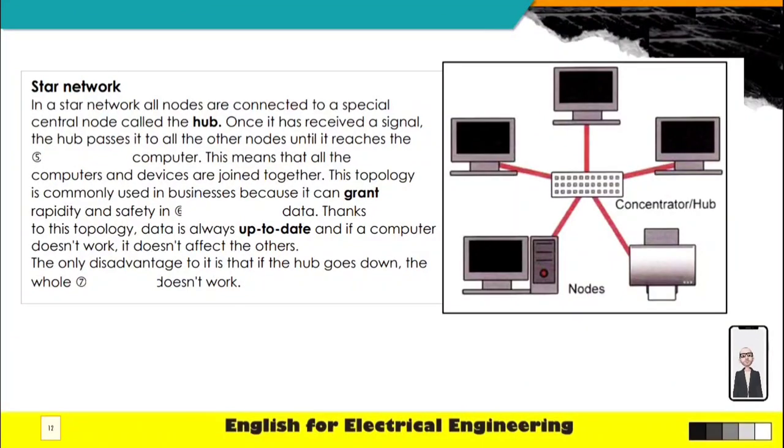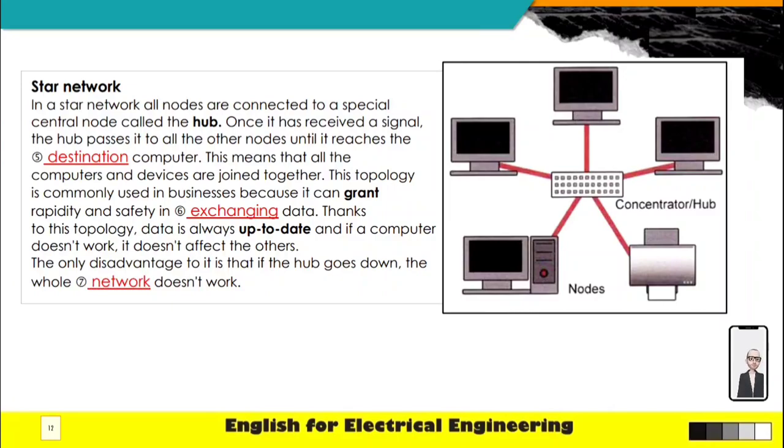Okay, star network. In a star network, all nodes are connected to a special central node called the hub. Once it has received a signal, the hub passes it to all the other nodes until it reaches the destination computer. This means that all the computers and devices are joined together. This type of topology is commonly used in businesses because it can grant rapidity and safety in exchanging data. Thanks to this topology, data is always up to date, and if a computer doesn't work, it doesn't affect the others. The only disadvantage is that if the hub goes down, the whole network stops working.